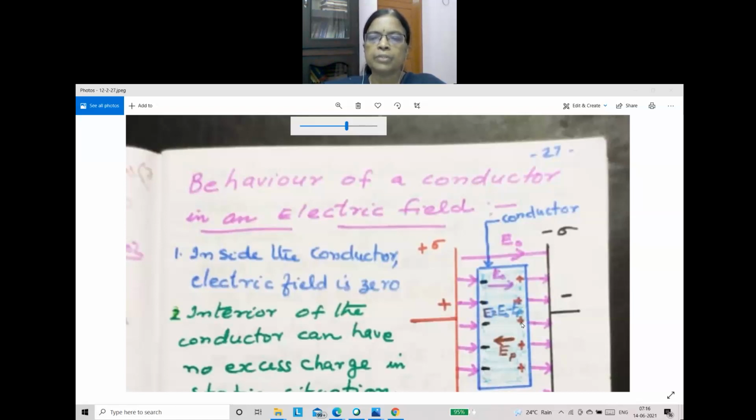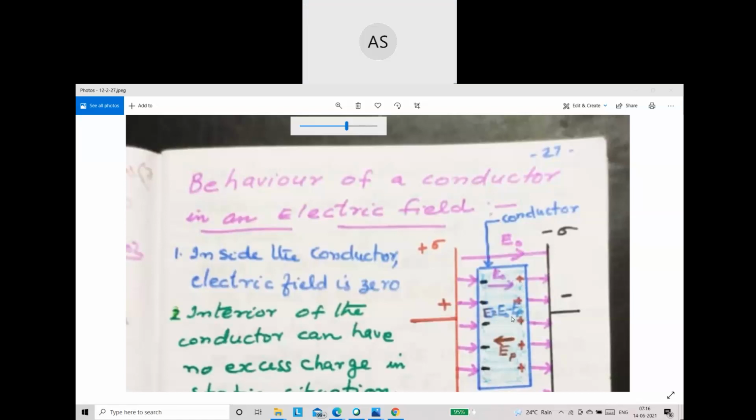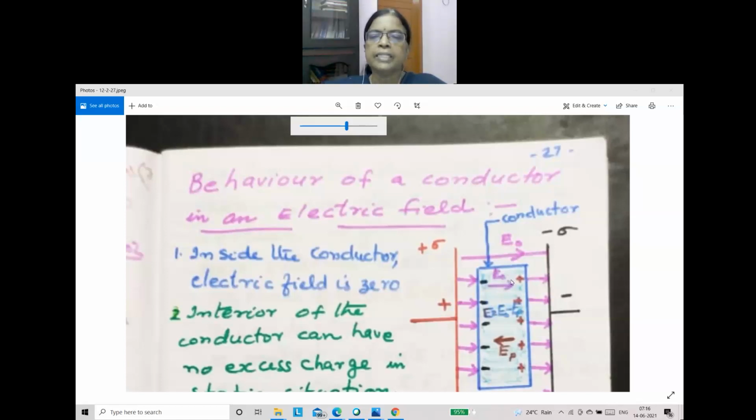Electrons are moved to the left side. So what will be the charge? Positive. Equal amount of positive charge. One electron is gone, one positive charge. Two electrons are gone, two positive charge. So this end, near to the negative plate, the conductor becomes positive, and near to this positive plate, the conductor becomes negative.